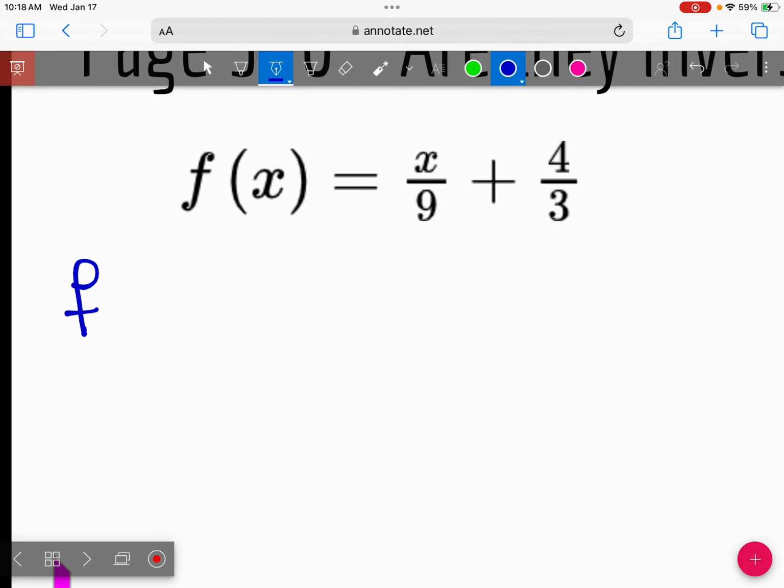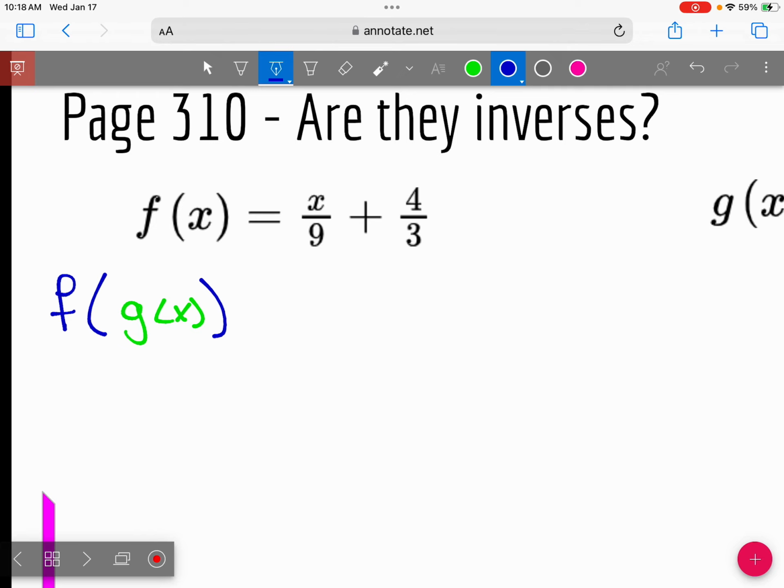So we're going to do our f of g of x. Or you can do g of f of x. It genuinely does not matter which direction you start in.